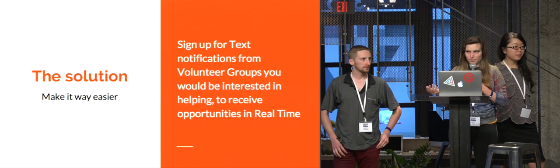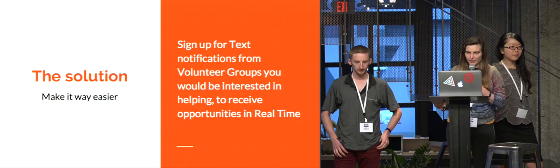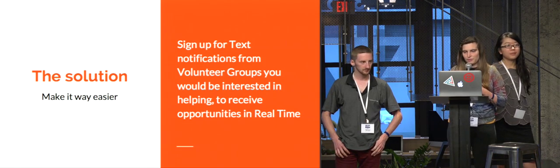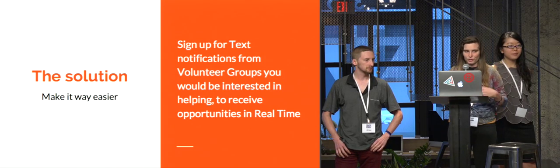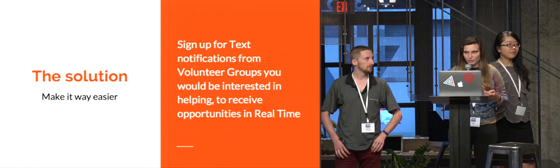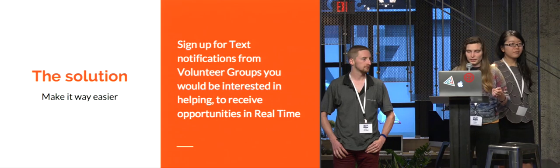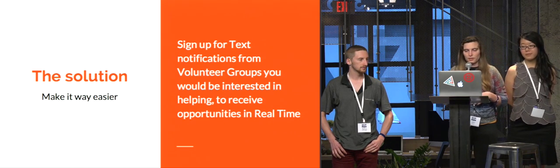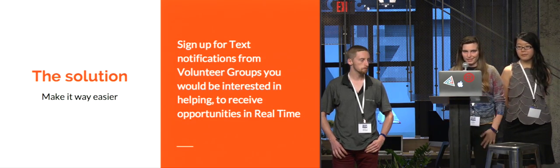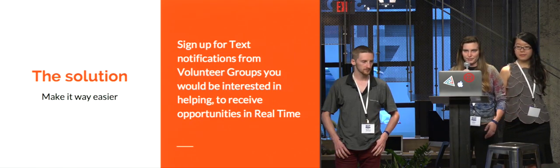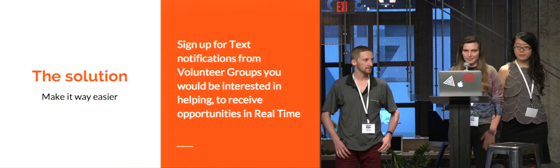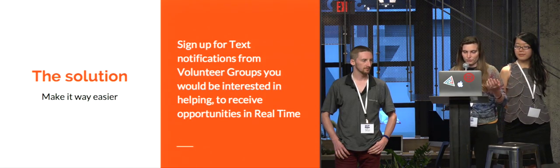So our solution: make it way easier. You sign up for text notifications using Twilio from volunteer groups you are interested in helping, like homeless shelters or animal shelters. You get real-time texts that tell you, hey, there's something going on this weekend. If you want to volunteer, go and do it. It's a lot more proactive than having to reach out as a volunteer yourself.